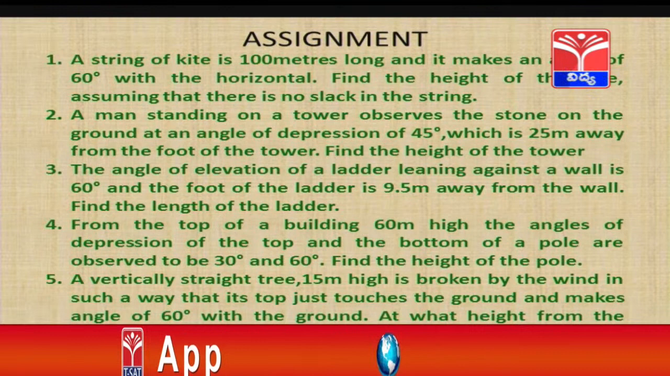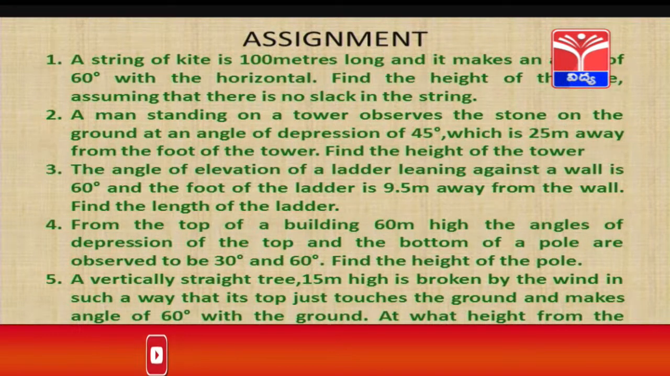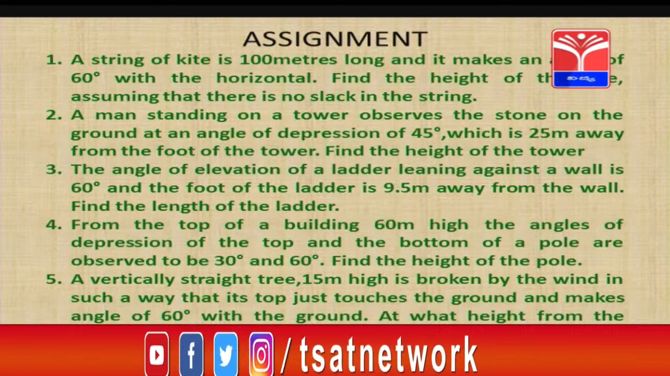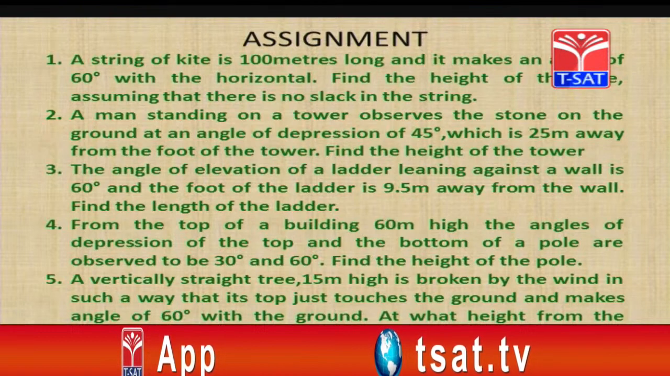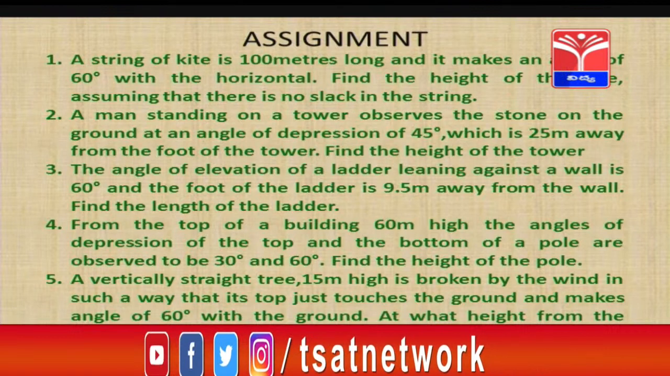The question number 3, the angle of elevation of a ladder leaning against a wall is 60 degrees and the foot of the ladder is 9.5 meters away from the wall. Find the length of the ladder. Question 4: from the top of a building 60 meters high, the angles of depression of the top and the bottom of a pole are observed to be 30 degrees and 60 degrees. Find the height of the pole.